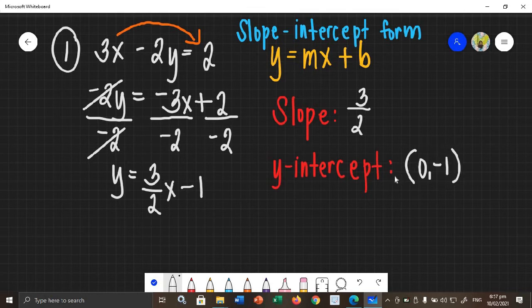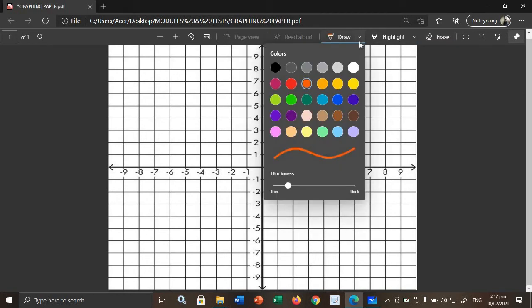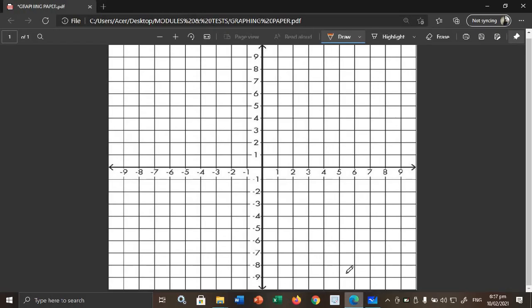So, once you have the value of the slope and y-intercept, we can now graph it in our Cartesian plane. First, we need to plot the y-intercept, since it is the one written in ordered pair. Okay? So, we need to plot 0 and -1. That will be along the y-axis since it is the y-intercept. So, it is here: 0, -1.